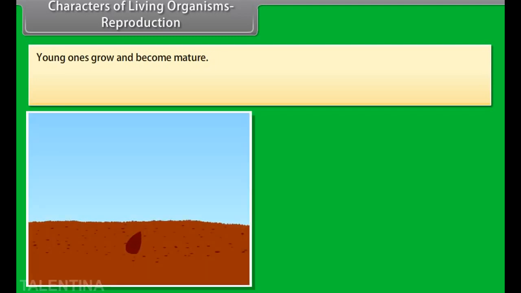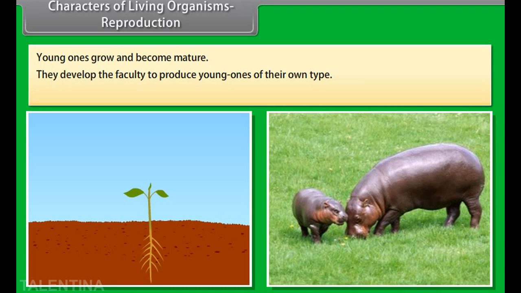Characters of living organisms: Reproduction. Young ones grow and become mature. They develop the faculty to produce young ones of their own type. Life comes from pre-existing life.